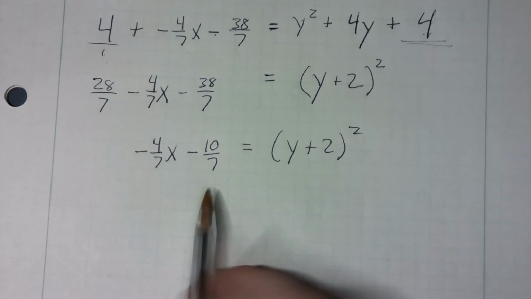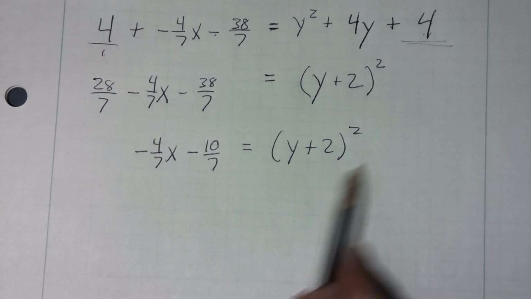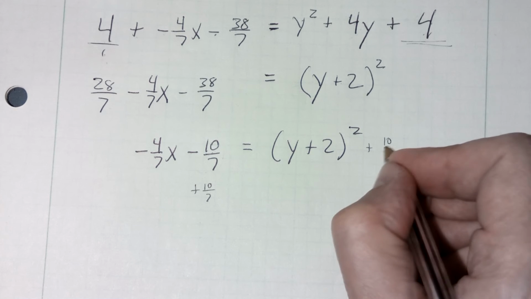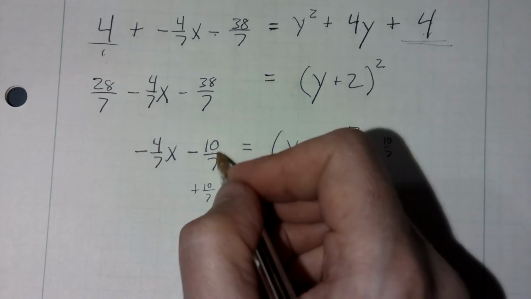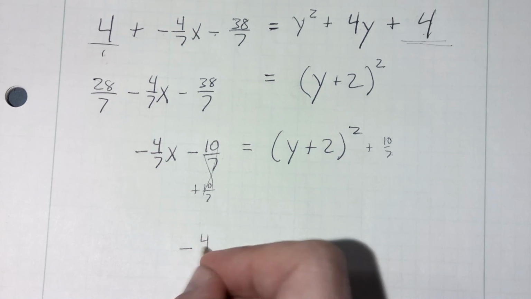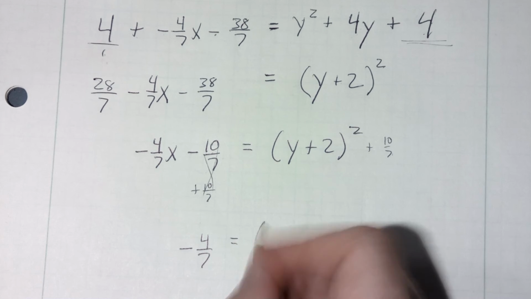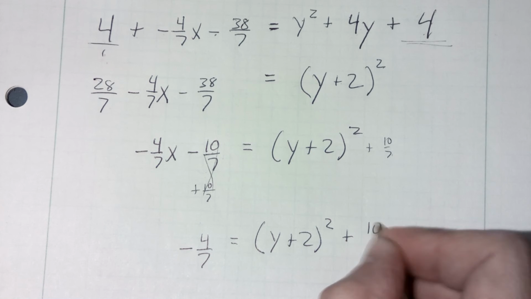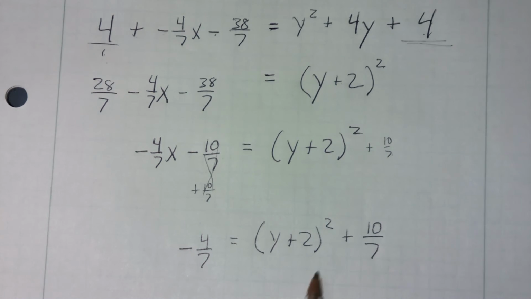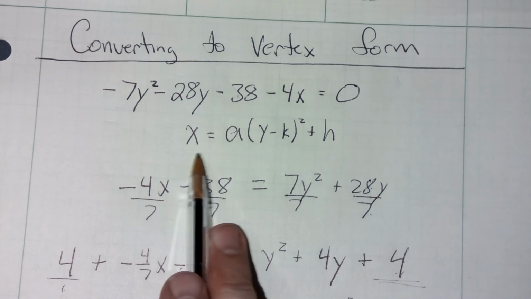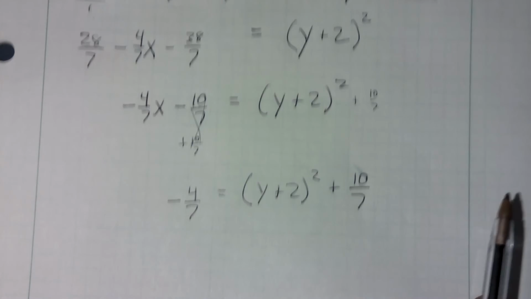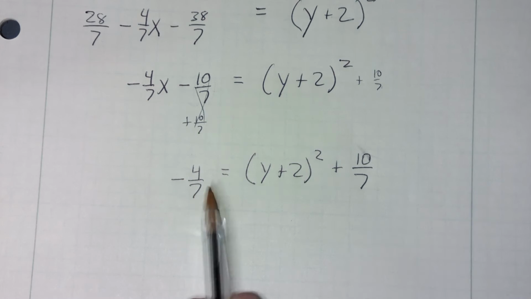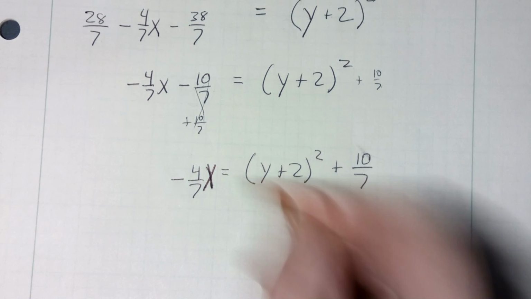Now I'm going to bring this fraction over here. So I'm going to add 10/7 to both sides, which will cancel that, leaving me negative 4/7 x equals, parentheses, y plus 2 squared plus 10/7. We're almost at vertex form. Remember, I want it to look like this. Whoops. Now that I look back up there, I dropped something. I dropped that x. That x goes right here. So don't forget that there's an x there.